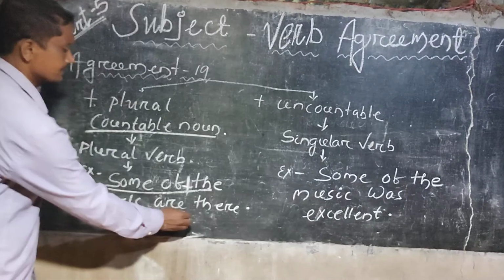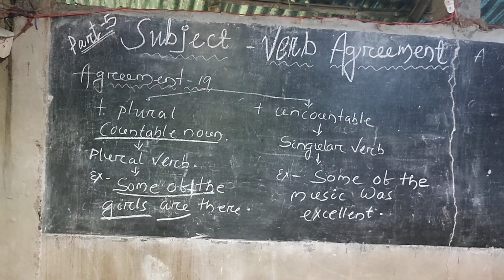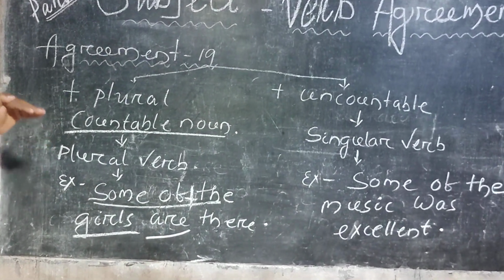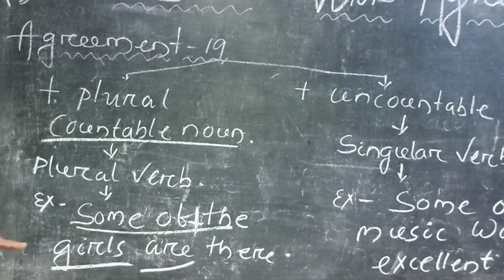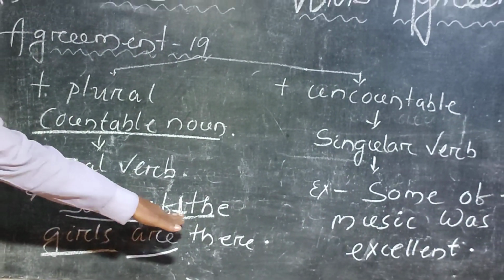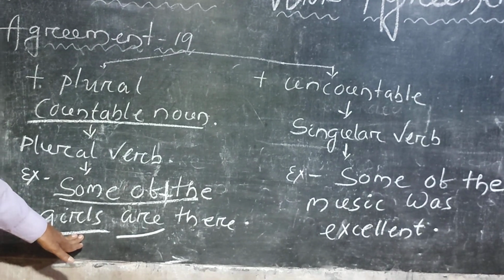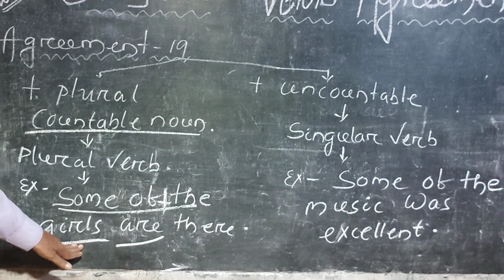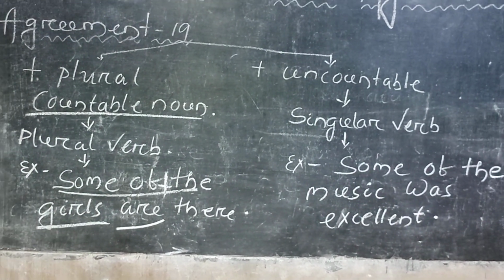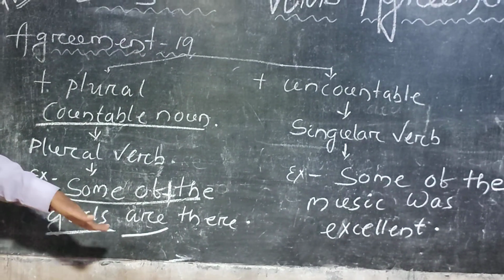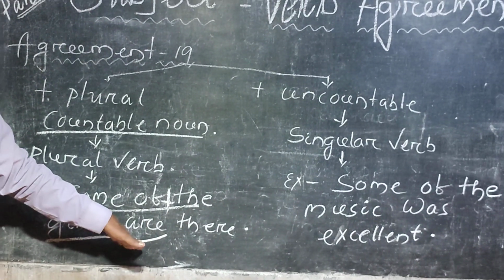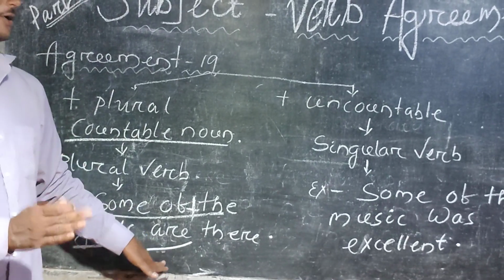So the answer is "are." Some of the girls are there, because after the phrase "some of," "the girls" is used, and here "the girls" means a plural countable noun. So we have supplied a verb, that is "are," and it is a plural verb.